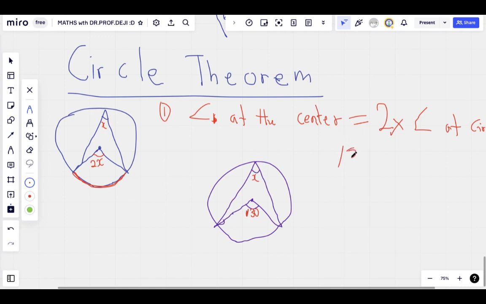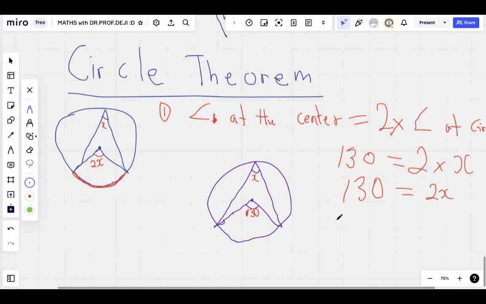Is equal to 2 multiplied by x. Twice means 2 multiplied by whatever you have at the circumference. What we have at the circumference is x. So I say 2 multiplied by x. So 2 multiplied by x is 2x. So I'll have 130 is equal to 2x.